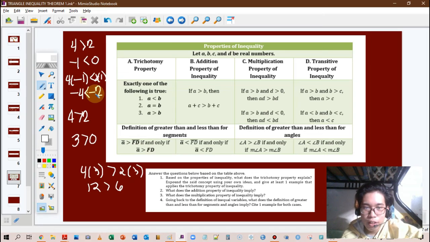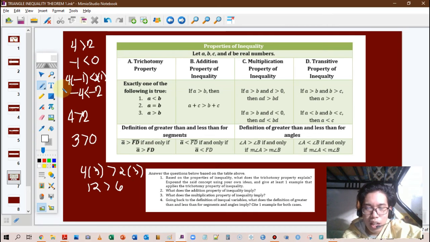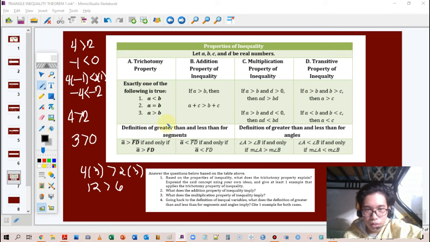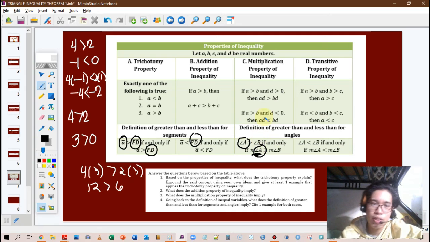And then we have here the definition for greater than or less than for segments. Okay, so we have these specific segments. If you're going to notice, the pattern still runs the same. For this one, we've only named our geometric figures as segments. And then for this one, we have angles, and we just named our geometric figures here as angles. So they're both the same, both of which are still the same for these conditions.